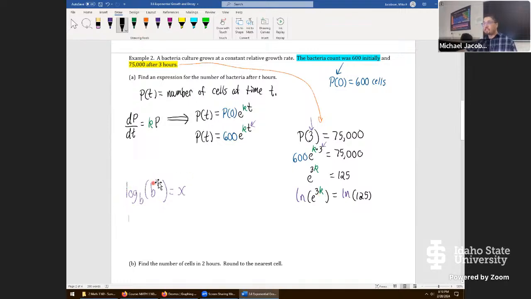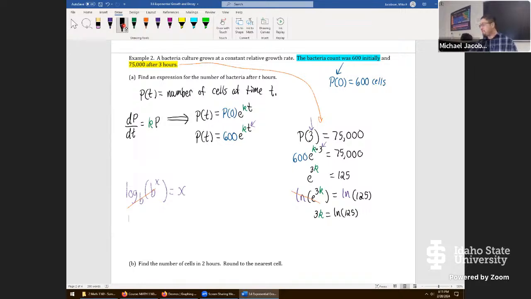So on the left, through this cancellation you see right here, we're just dealing with the fact that the base b exponential and logarithm base b are inverse functions. The cancellation always works that way. And same issue right here. The natural log and the base e functions are inverse to each other, so we've canceled off the base e exponential. All that's left now is 3k equals the natural logarithm of 125.